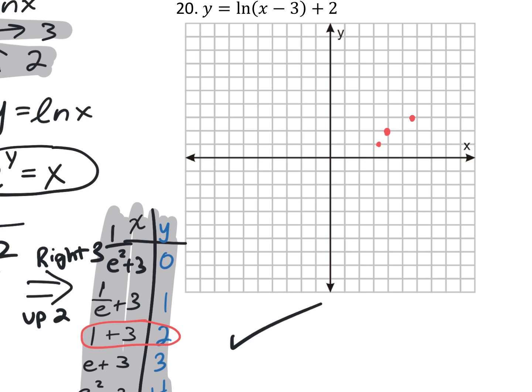This graph will go down straight just about along our vertical asymptote, which occurs at x equals 3.